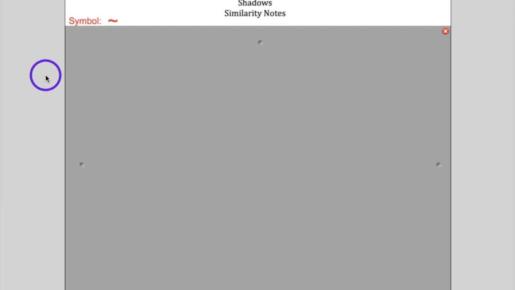This is your similarity notes video explanation for the shadows unit. Anything you see in red, please make sure you write down, or anything that I write down for work.